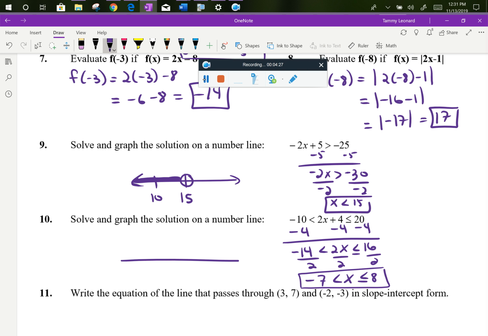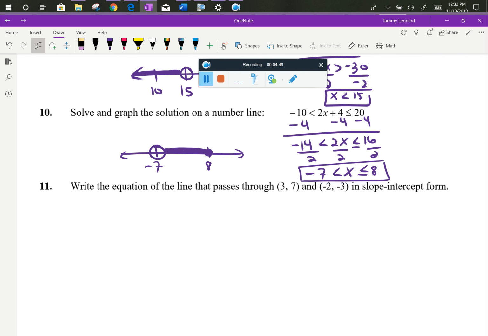If we graph this one on a number line, we're going to have negative 7 and 8. The 8 has an or equal to, so it's a closed circle, a closed-in dot, and negative 7 is going to be an open circle because there's no or equal to. The x is between these two numbers, so we're shading between the 2 points.